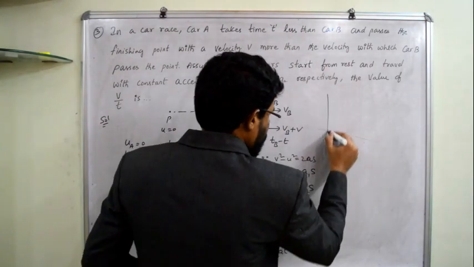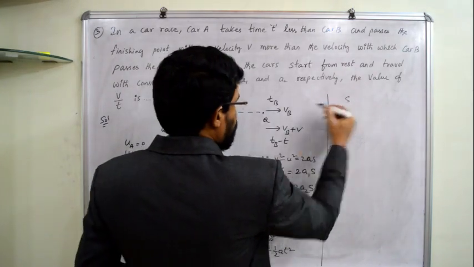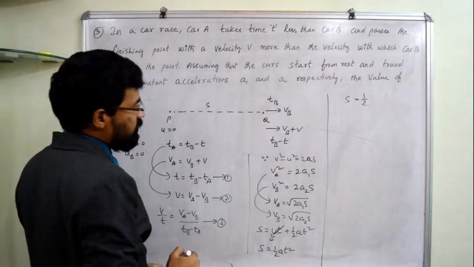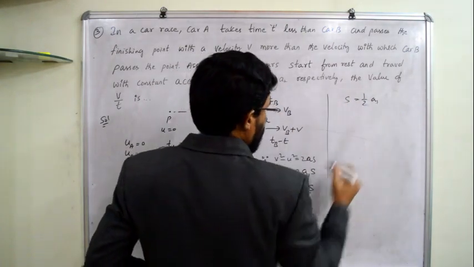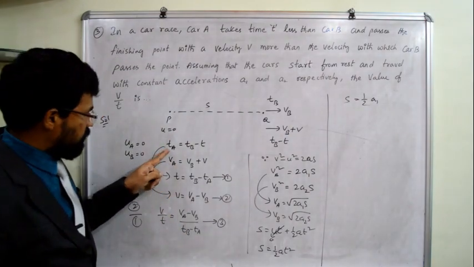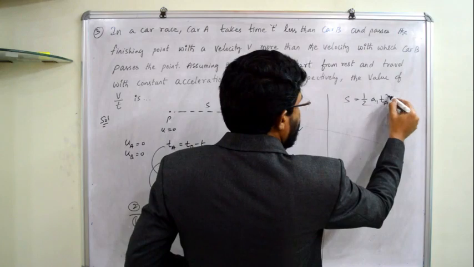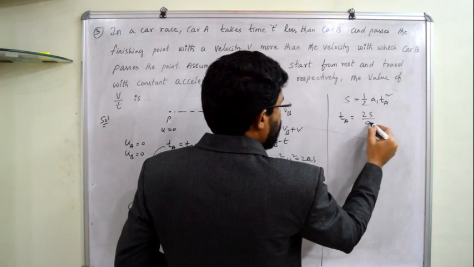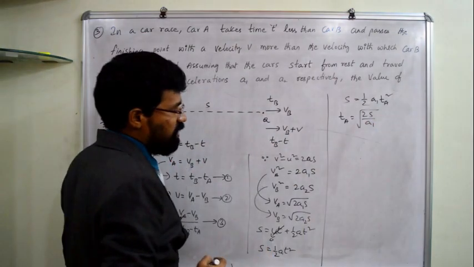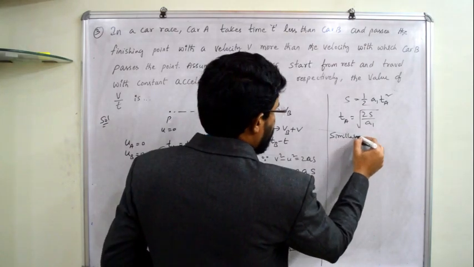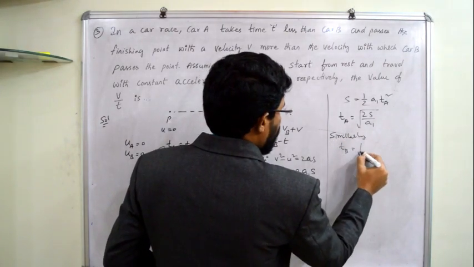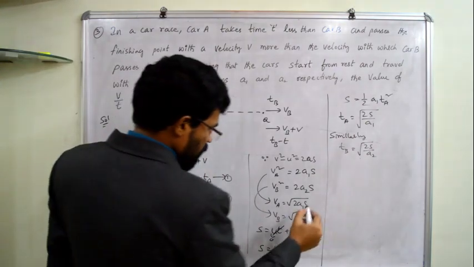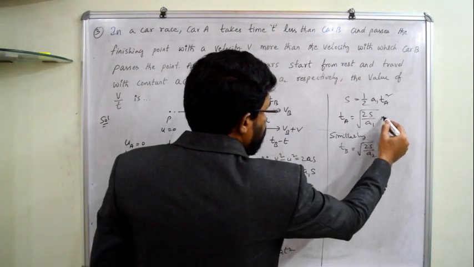For car A, how much distance has it covered? S only, so I will take it as S is equal to half into, what is the acceleration of car A? It was mentioned that it's A1, and I have taken the time taken by car A as Ta, so it's equal to Ta square, isn't it? Now from this equation, Ta can be written as under root 2S by A1. Similarly, Tb is equal to under root 2S by A2. Okay, so now we have all required things here.